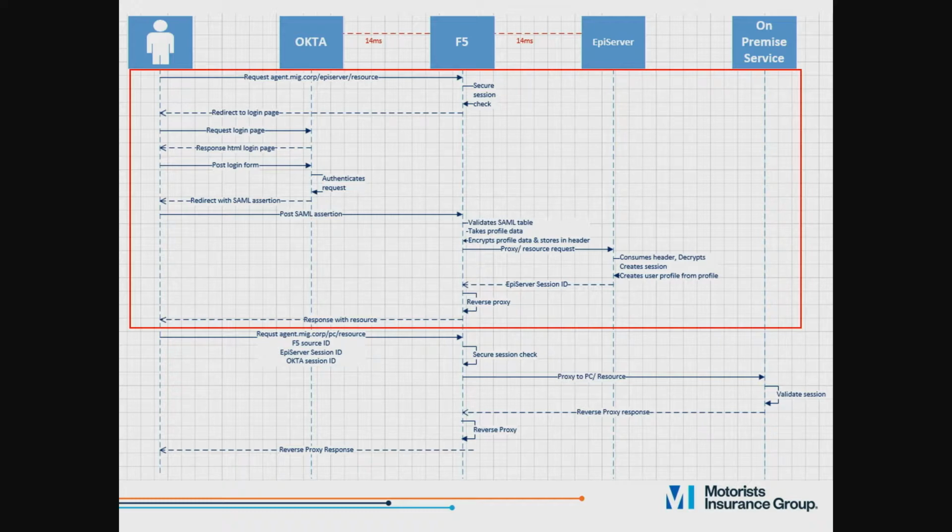Once the user successfully authenticates against Okta, Okta posts an assertion to the user's browser, and the user's browser then posts it back to the F5. F5 validates that assertion, and from there it generates a token using the session information. I'm going to show you how it generates a token in my next slides. Once it does that, it sends that token in the header as an authorization to the backend services.